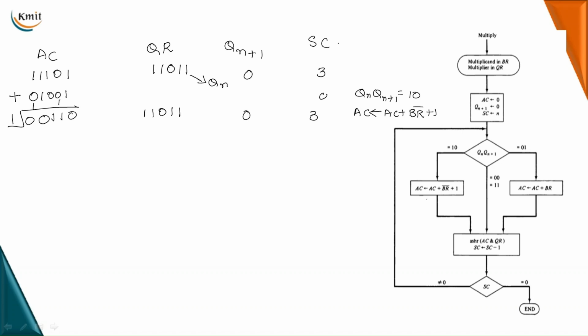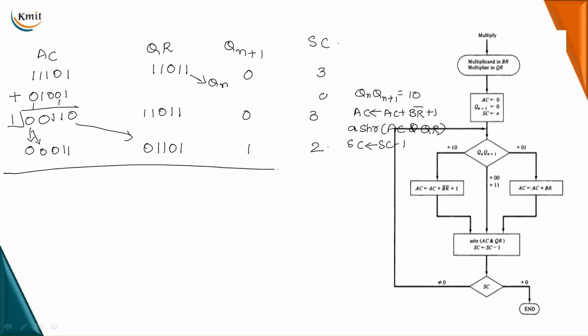Now the next step you have to perform an arithmetic shift right on AC and QR, and decrement your sequence counter. So when I perform an arithmetic shift right, what happens? 0 0 0 1 1 0 1 1 0 1 and Qn plus 1 becomes 1 and the sequence counter is 2.